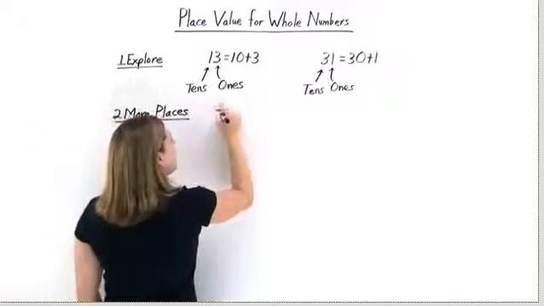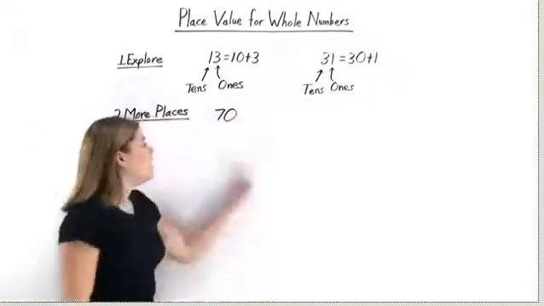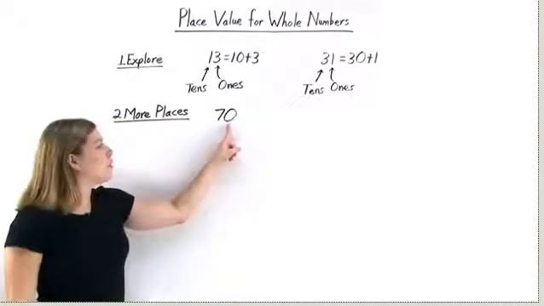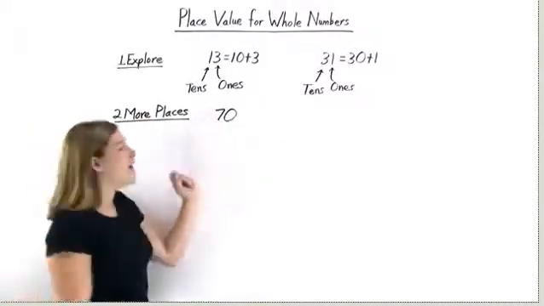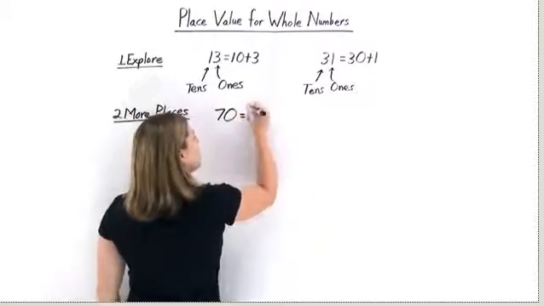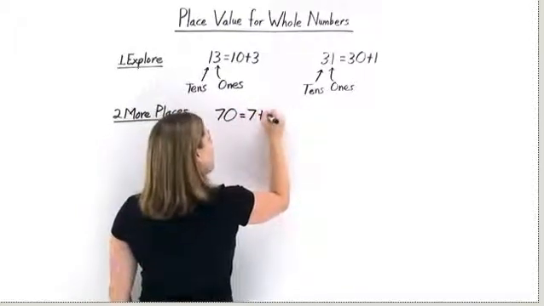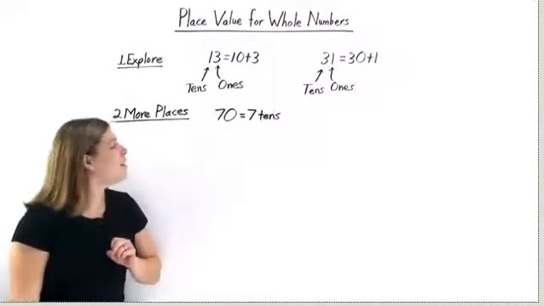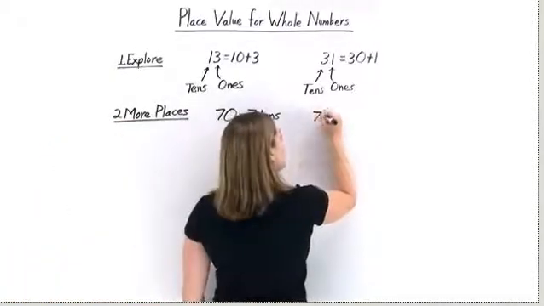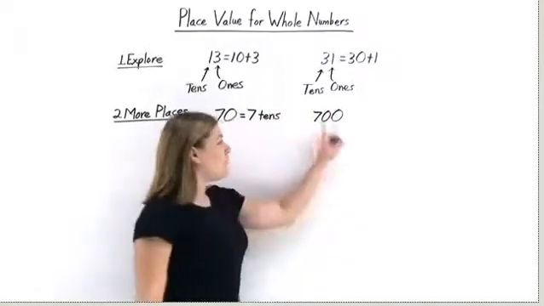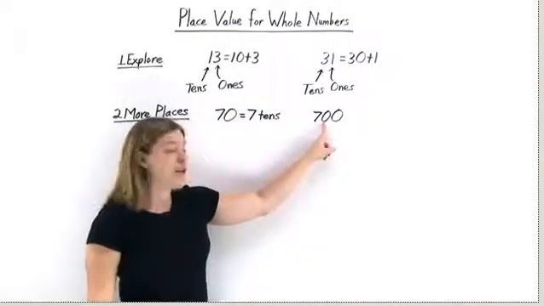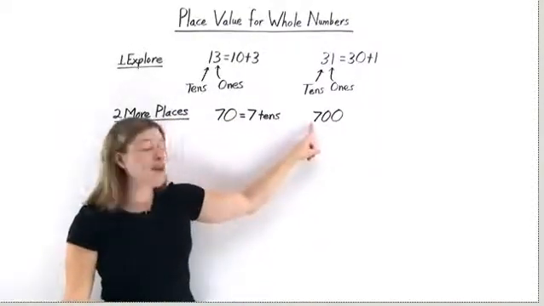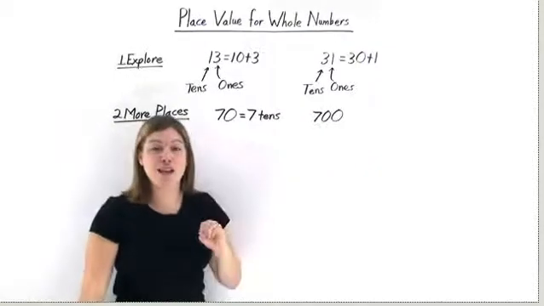Let's say we have the number 70. Here, there's a 0 in the ones place and a 7 in the tens place. So this is the same thing as saying that we have 7 tens. That's one way to write 70. But what if we have this number right here? Well, here we have a 0 in the ones place, a 0 in the tens place, but then we have another place to the left of the tens place.